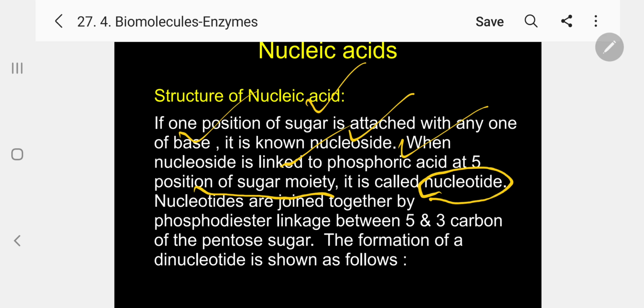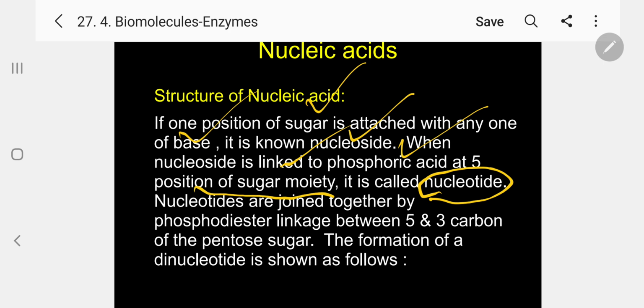So, if one position of sugar is attached with any one of the bases, it is generally known as nucleoside. When nucleoside is linked to phosphoric acid, so that phosphoric acid is linked at the 5th position of the sugar moiety, it is called a nucleotide. Please follow.